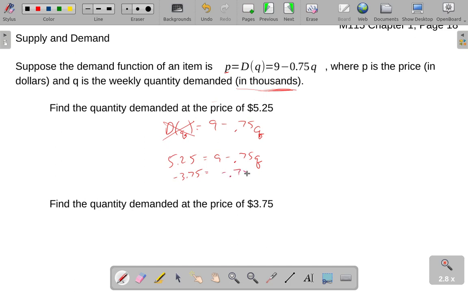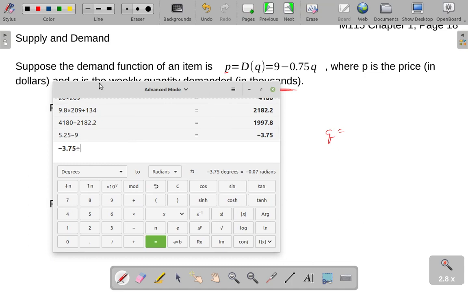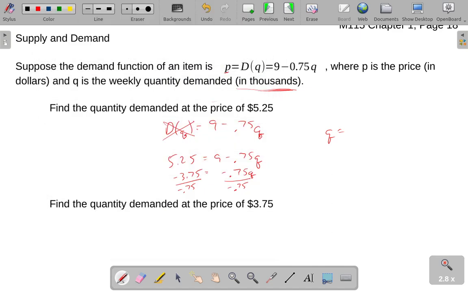equals negative 0.75Q. I'm not really worried by the fact that there's a negative here, because you'll notice there's a negative in front of the 0.75 here. So when I divide both sides by negative 0.75, those negatives will actually cancel each other out. So we end up with Q equals, let's do this number divided by negative 0.75, we get 5. Q equals 5.